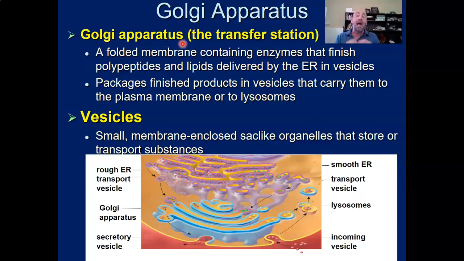So what the Golgi apparatus does, it gets proteins that are modified in the rough ER. It gets lipids that are made in the smooth ER. They go to the Golgi apparatus for final touches. So that protein that's delivered to the Golgi apparatus, the final touches are put on. It is finished up in the Golgi apparatus. Lipids are finished up in the Golgi apparatus. The final touches are put on.